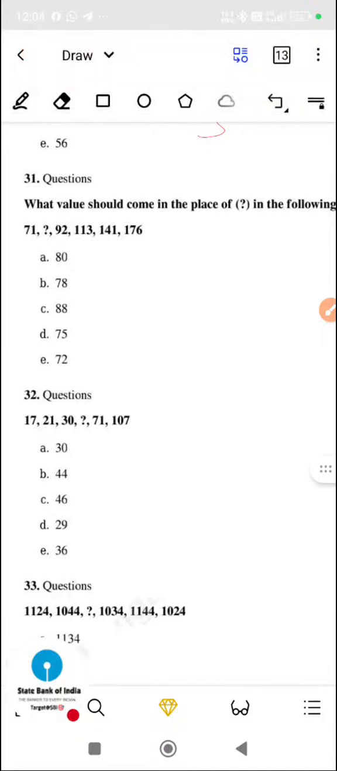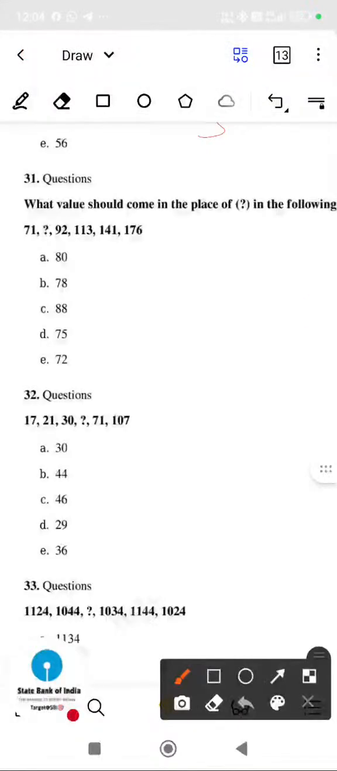So we came back again. Let's see the questions of missing number series. The difference between 92 and 113, which will be 8 plus 13, 21. So here the difference is 21. The difference between these two, which will be 28. And the next difference between these two is, wait a second, 141 and 176. The difference between these two numbers is 35. Okay, is it clear?